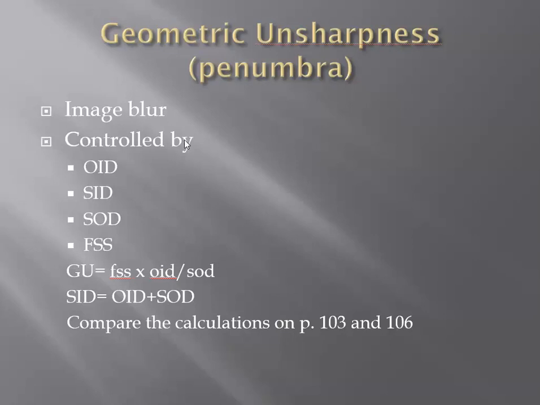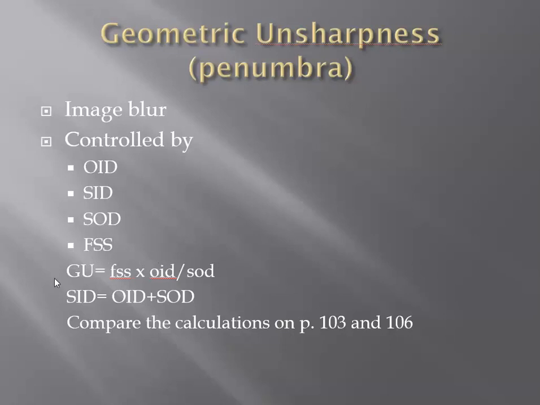It is your image blur. It's going to be controlled by a number of different things. You want to utilize as low of an OID as possible, as practical of a SID as you can. That means if you're shooting a KUB on a patient, you're not going to be able to get 72 inches. So we've got to settle. Remembering that SID is a product of SOD and OID. Naturally, if OID goes down, then your source to object distance would increase because your OID is decreased.